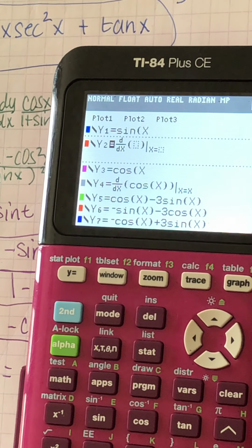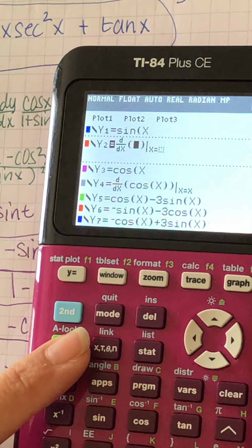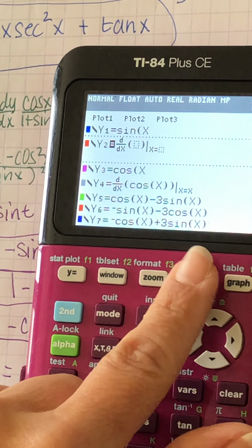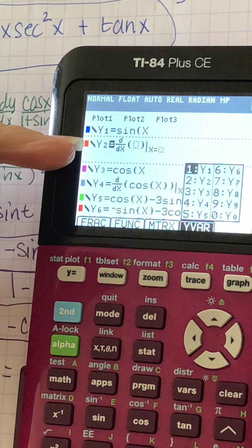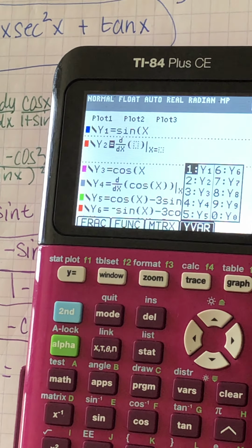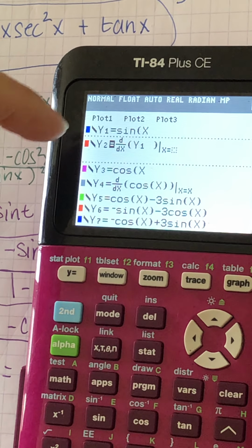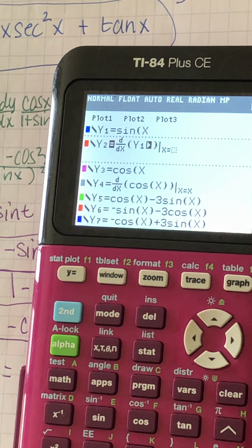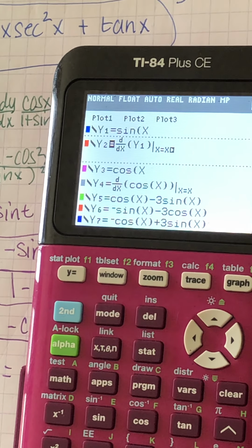Okay, two ways you can do this. I just typed in sine, but another way to do this is alpha, trace. So now what you are doing is you are telling the calculator, find the derivative of the function that is plugged into y1. You're just telling the calculator, find the derivative of the function that's already entered into y1. And then x equals x.